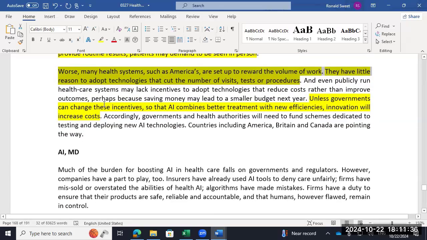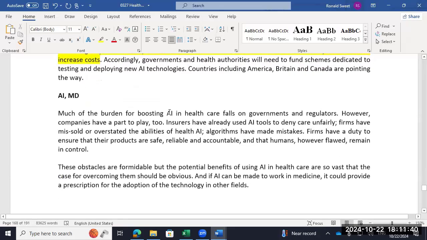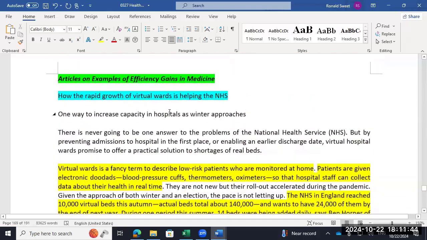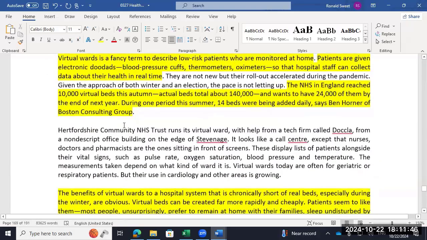So it's not only government changing the incentives of the healthcare system, it's changing its own incentives. You've got to incentivize Medicare to do better. All right, here's some articles on the efficiency gains in medicine. So more wearable devices, blood pressure cuffs, thermometers, oximeters. I'm not sure what those are.